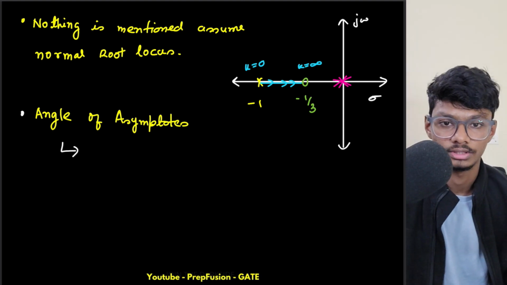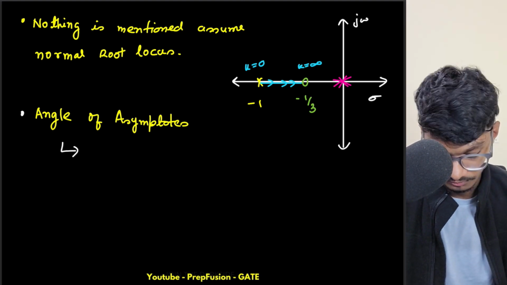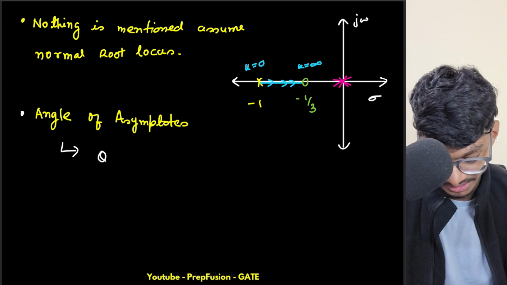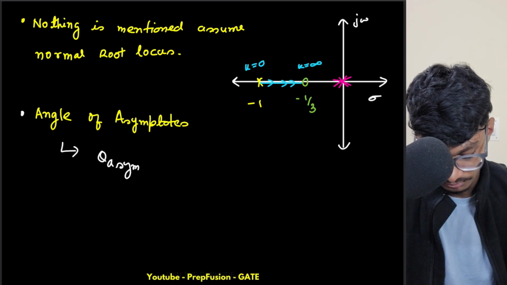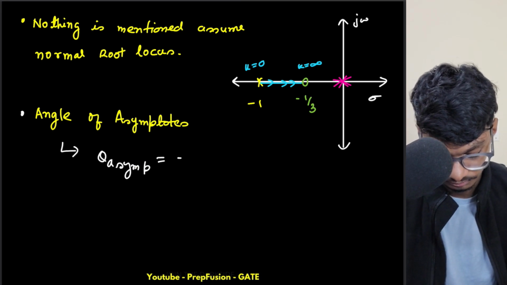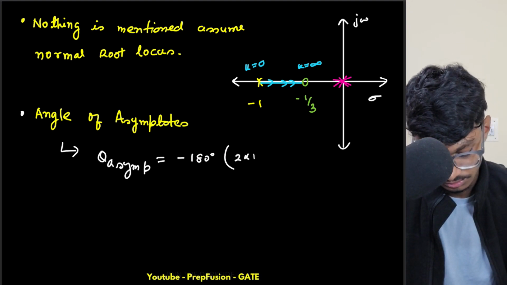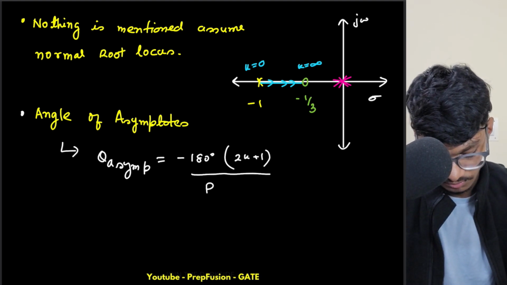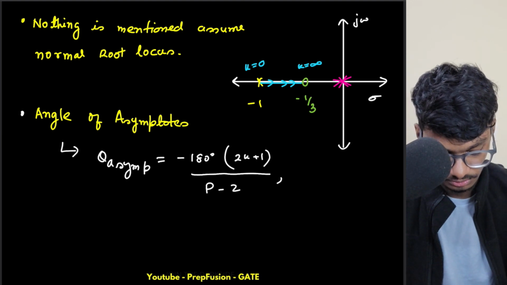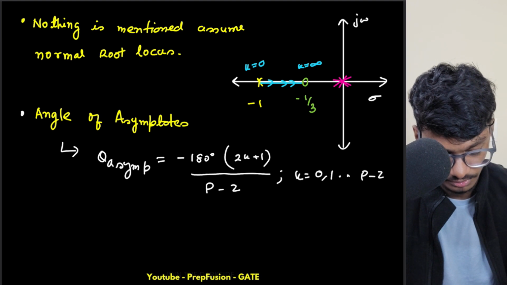what are the angles of asymptotes? Simple, use that formula, if you haven't forgotten it. The angle of the asymptote is theta equals minus 180 times (2k plus 1) divided by (number of poles minus number of zeros), with k equals 0, 1, up to p minus z minus 1.